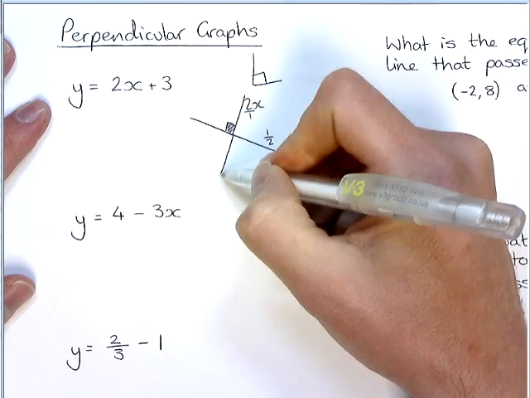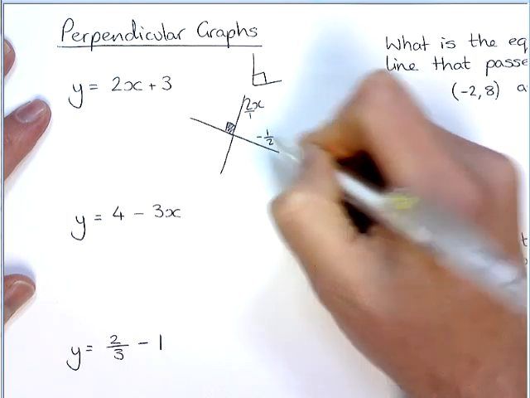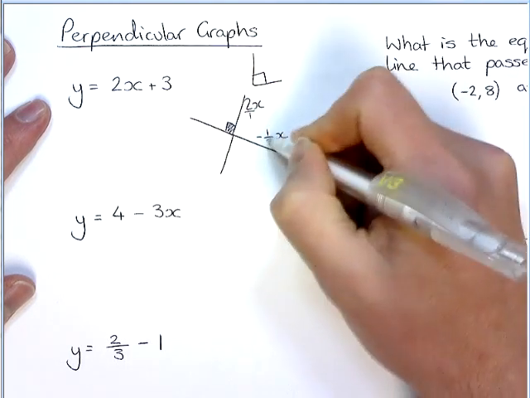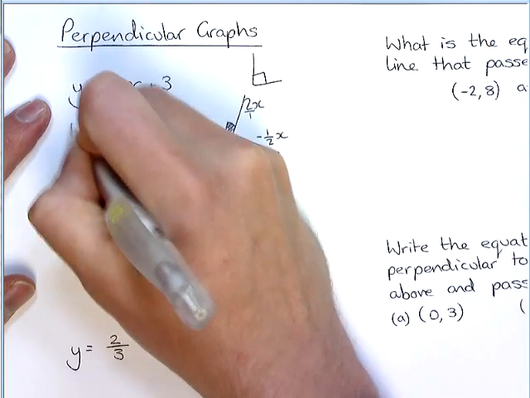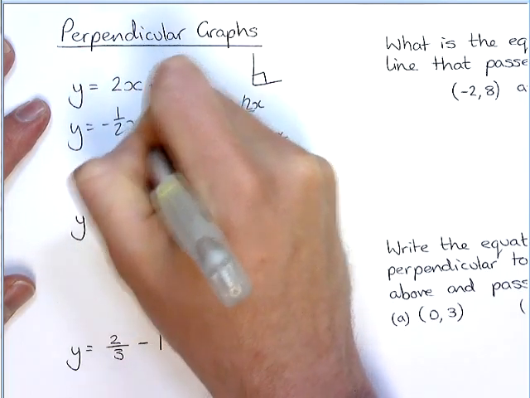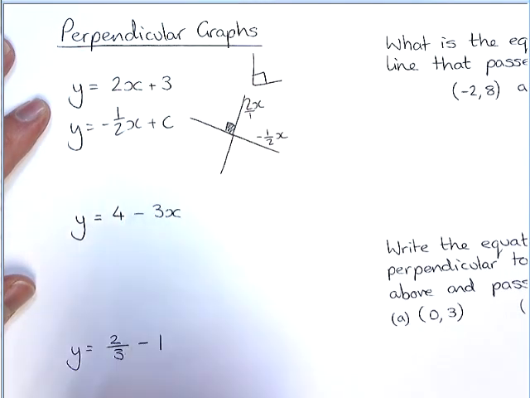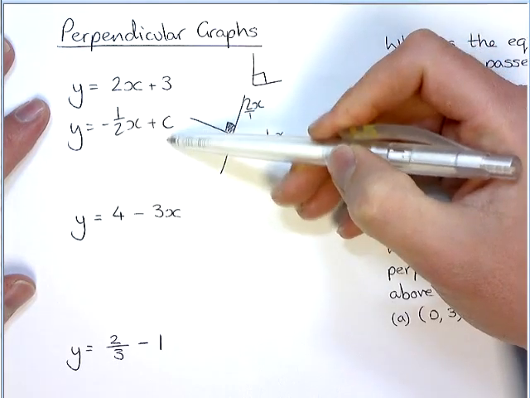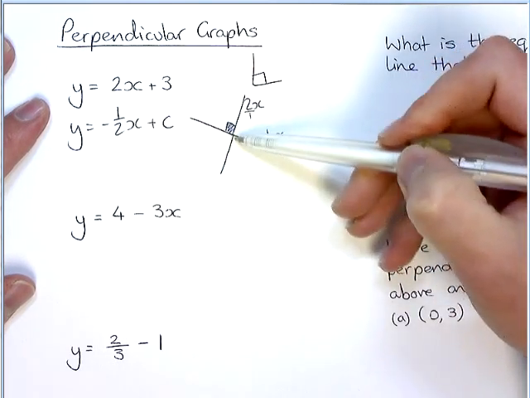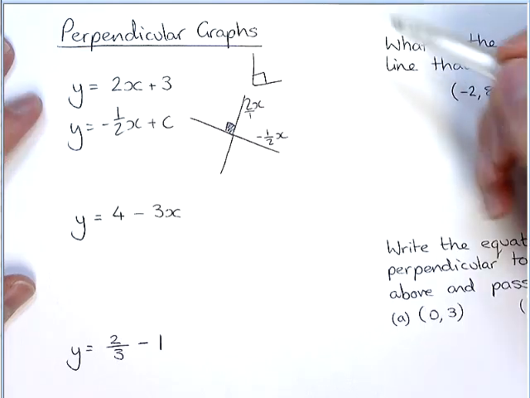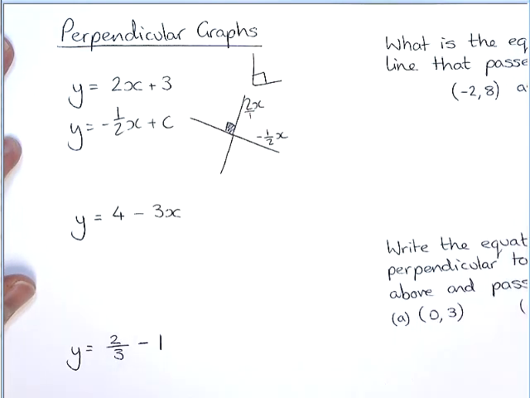If this is a positive gradient, this one's negative, so it has to be minus. So the gradient would be minus a half, and for this one, it would be minus a half x. And then, I'm not going to worry about a number. I could put a 3 there, but I can actually put any number, because just moving this line up and down doesn't make a difference. It's this bit that we're interested in.